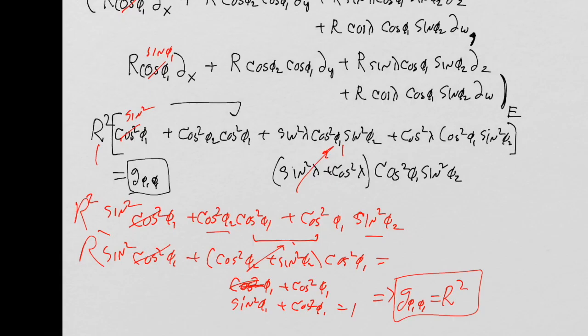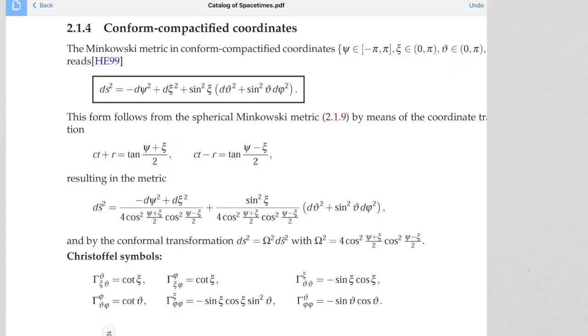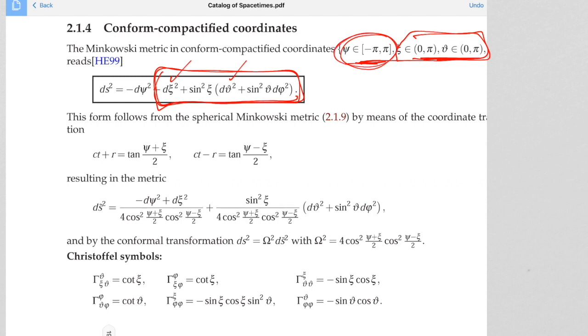And the reason I went through this trouble to get the metric on the glome is that if you look at the spatial part of this metric, that's exactly what you're dealing with. The spatial part of this conformal compactified system, you have two angles that go from 0 to pi. That's c and theta, and there they are. And then you have one that goes from minus pi to pi, which we're calling 0 to 2 pi, and that's this guy.